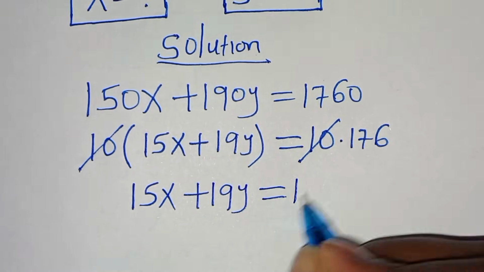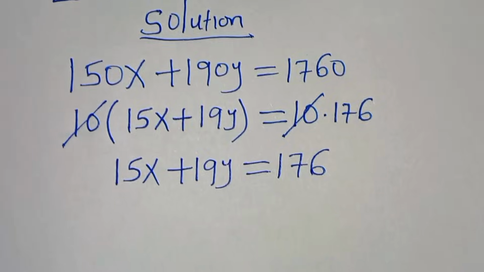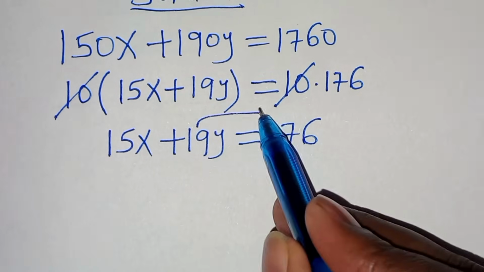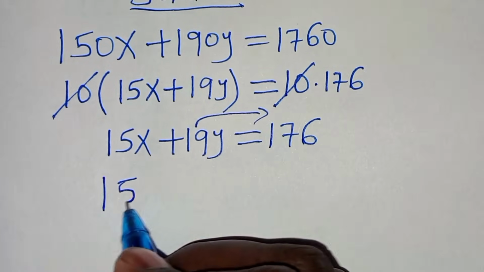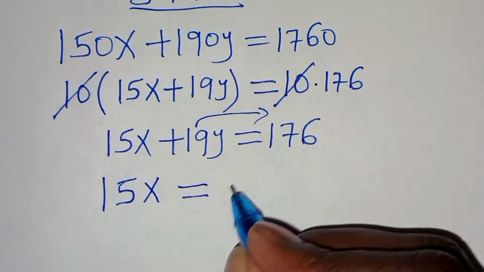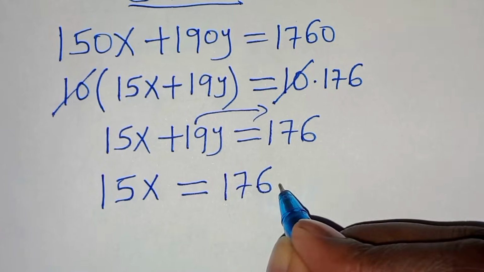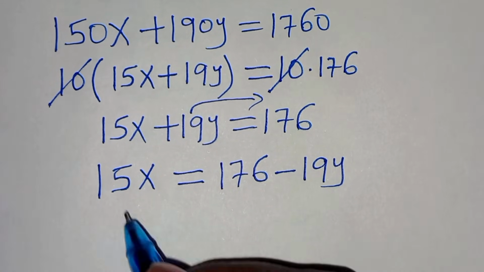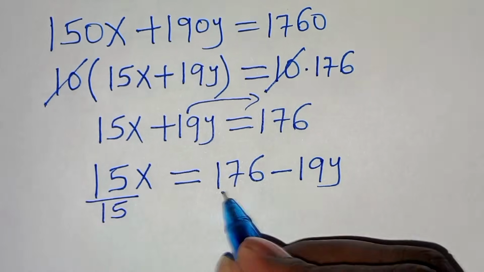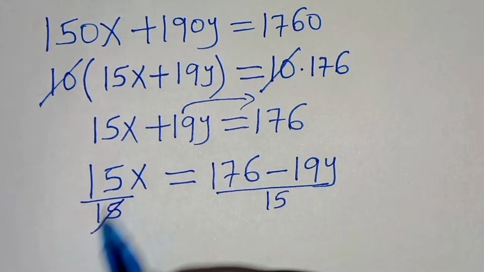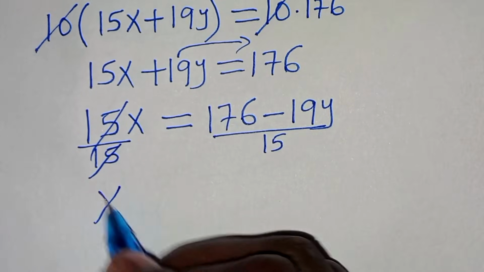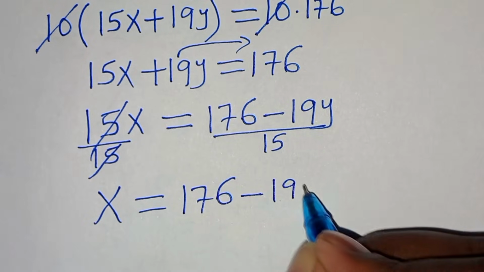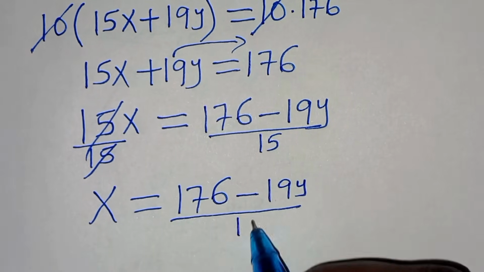This is equal to 176. Now, let's take 19y on the right hand side so that we have 15x. This is equal to 176 subtract 19y. Now, let's divide both sides by 15 so that now the value of x here is equal to 176 minus 19y divided by 15.